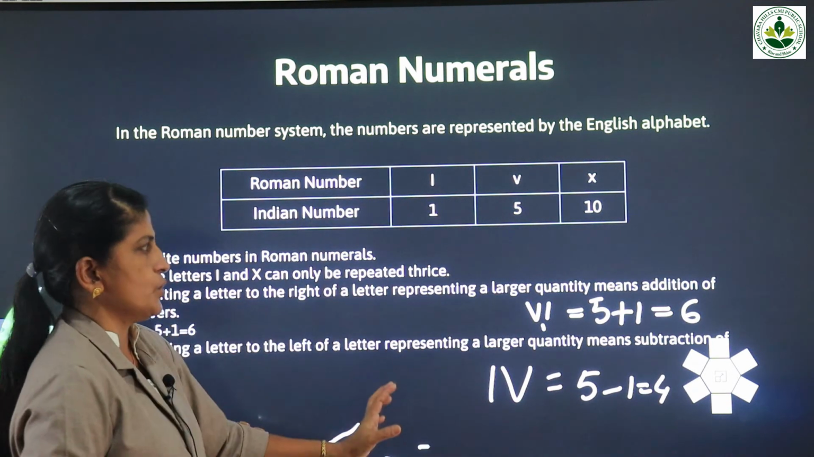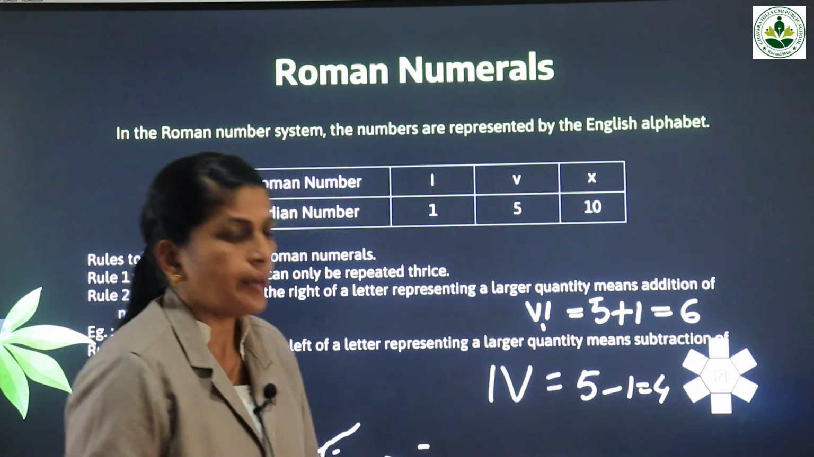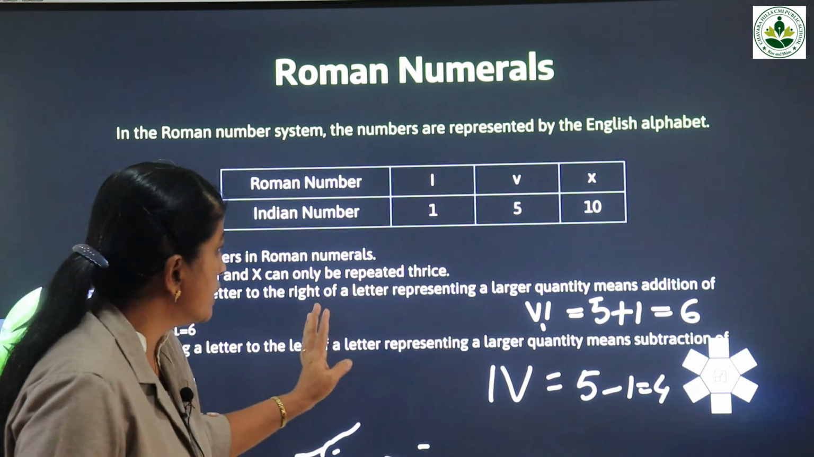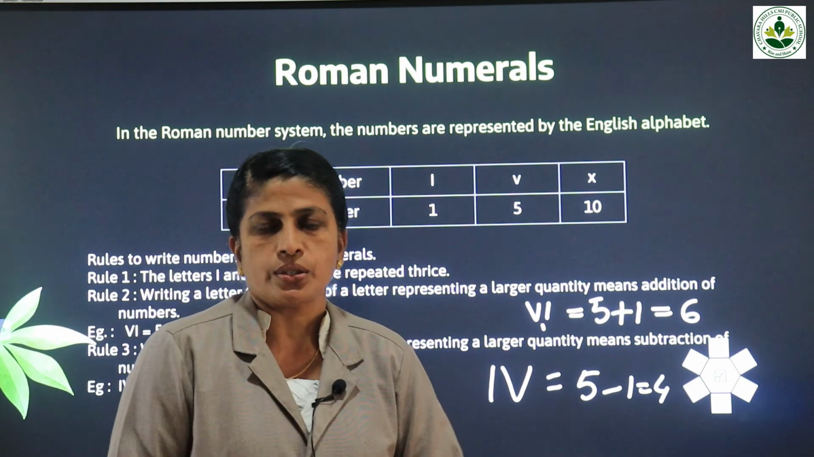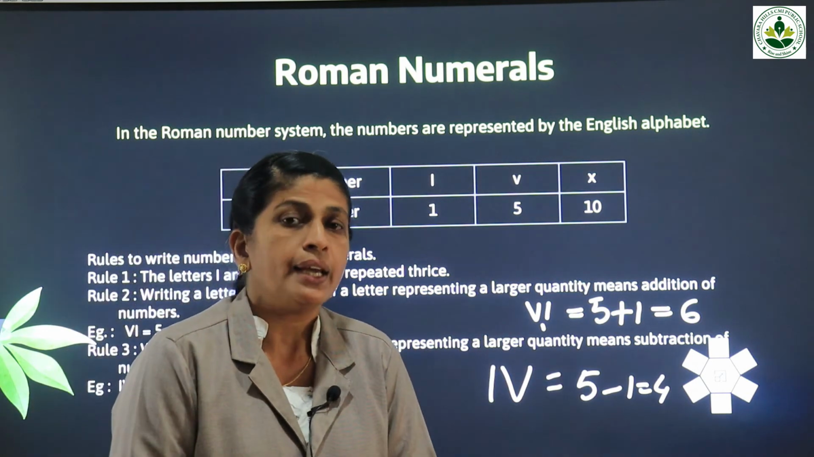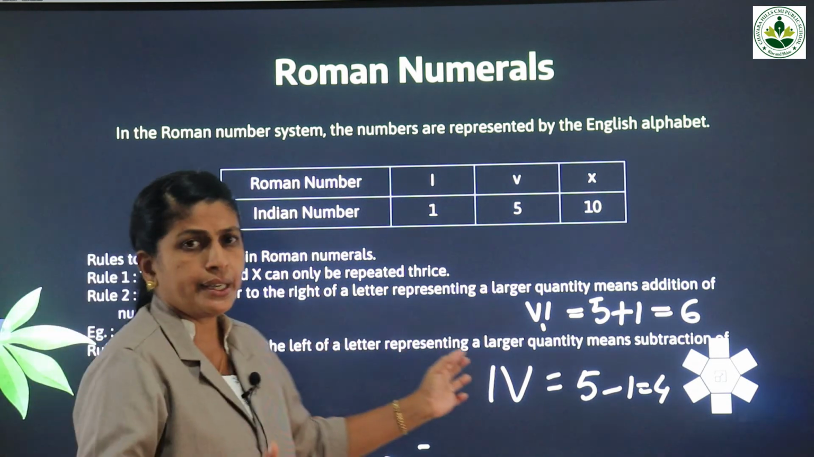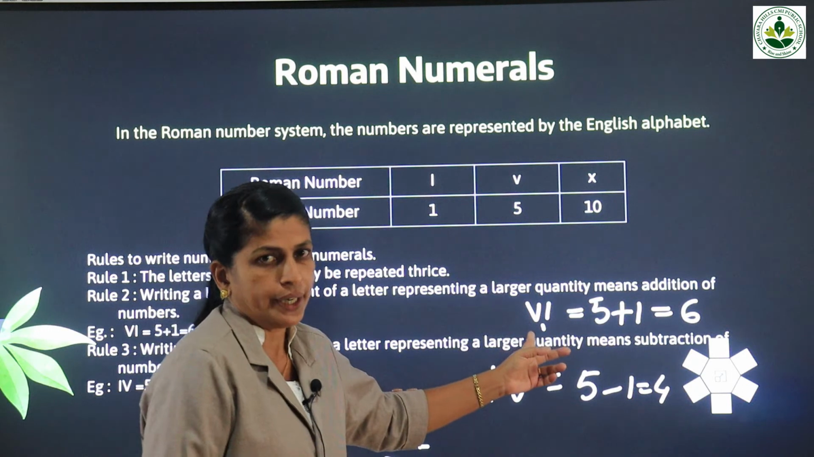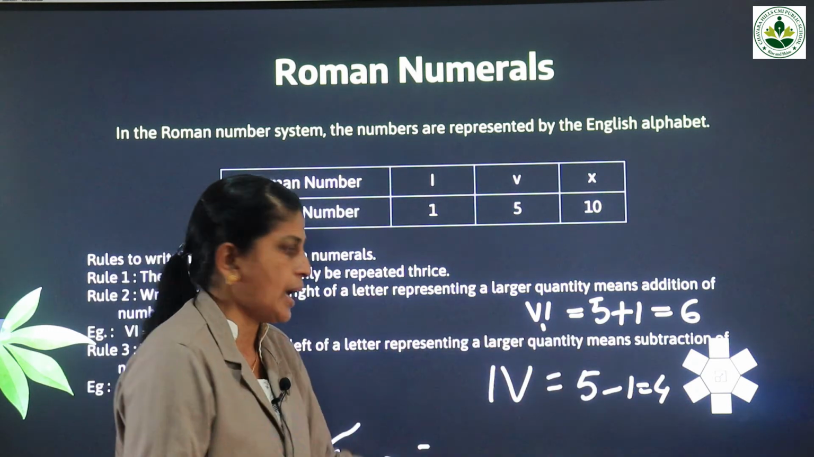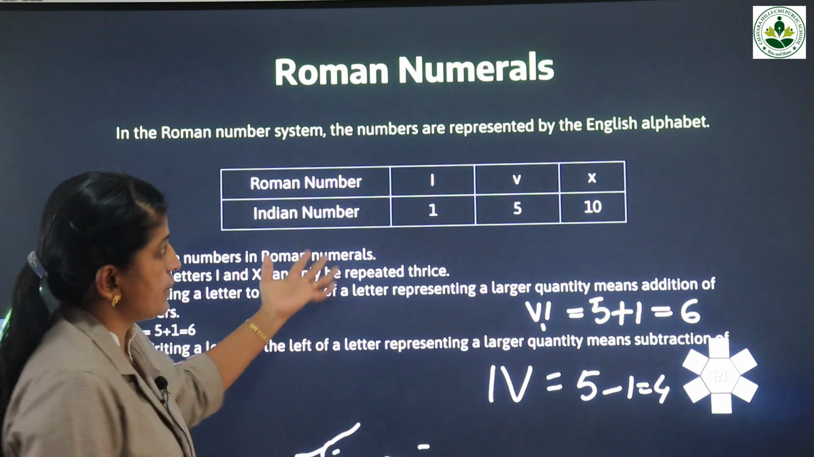Therefore, these are the rules to write numbers as Roman numerals. The letters I and X can be repeated only 3 times. We can repeat only some letters, and I and X we can repeat, but only 3 times. The next rule is: if we write a small quantity letter after a larger quantity letter, then we add. If we write a big quantity letter after a small quantity letter, then we subtract. These are the rules to represent Roman numerals.